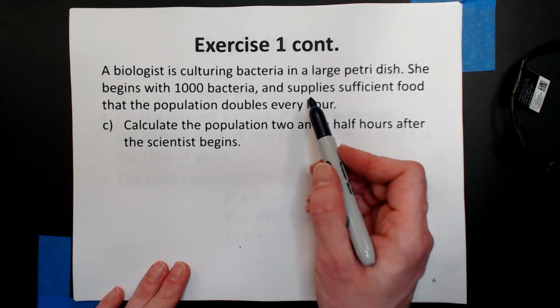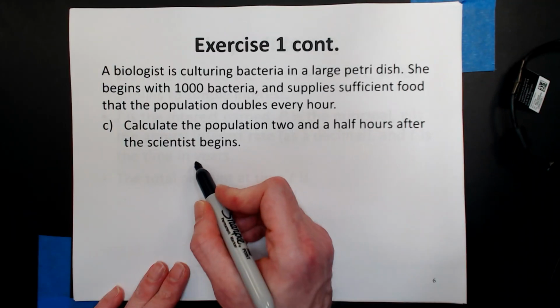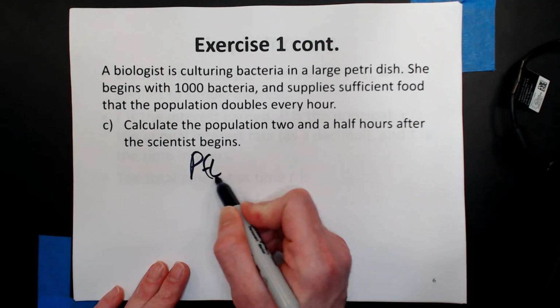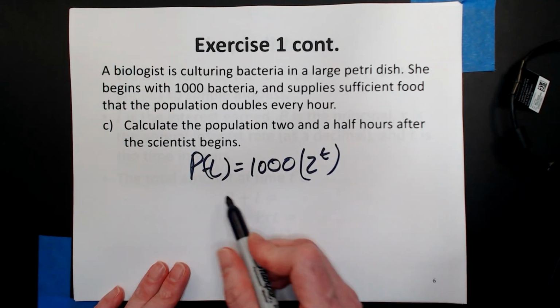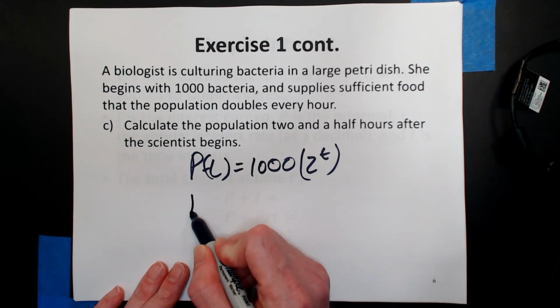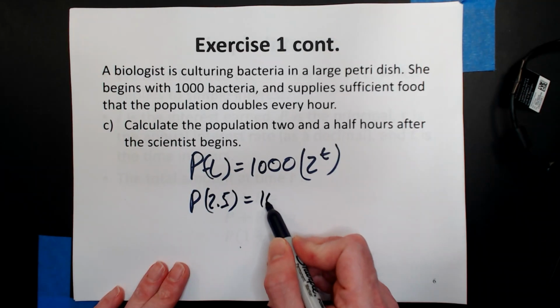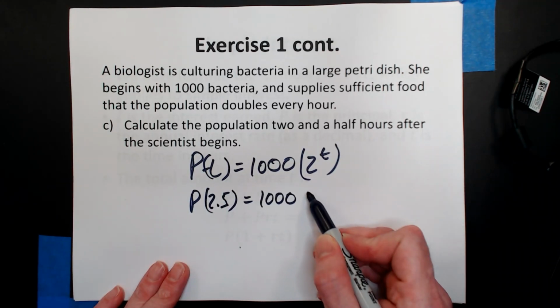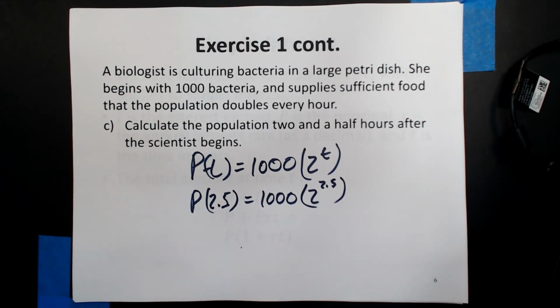Alright, so now they said they have 1,000 bacteria. Once again, calculate the population 2.5 hours after the scientists began. So now we're going to have our same formula that we came up with before. Write that down. And then once we have this, we're going to say, well, what is it when we put 2.5 hours, or 2.5, in here? And so that's going to be 2 to the 2.5. And you're going to need your calculator for that, because when you're raising an exponent to a number that's not an integer, it's going to be irrational, and you're going to have to use your calculator for that.